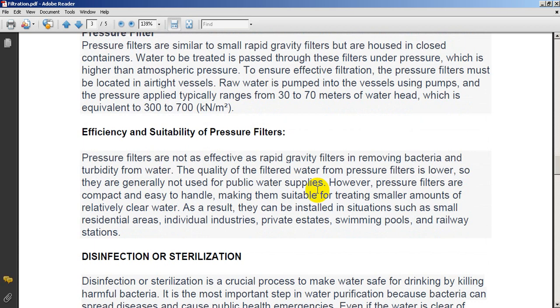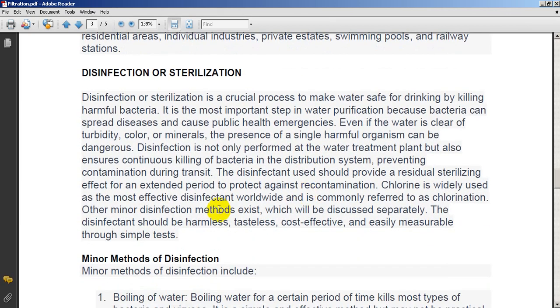Efficiency and suitability of pressure filters. Pressure filters are not as effective as rapid filters in removing bacteria and turbidity from water. The quality of the filtered water from pressure filters is lower, so they are generally not used for public water supplies. However, pressure filters are compact and easy to handle, making them suitable for treating smaller amounts of relatively clear water. As a result, they can be installed in situations such as small residential areas, individual industries, private estates, swimming pools, and railway stations.